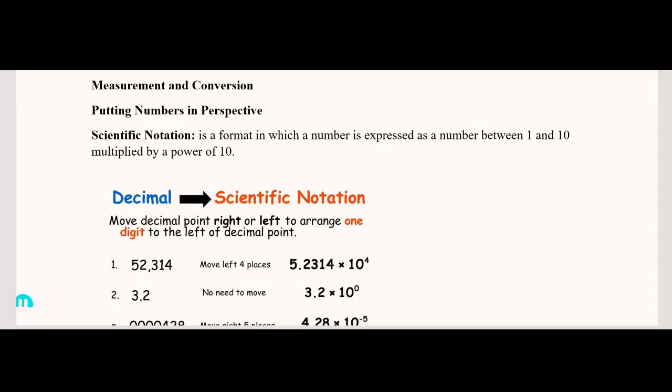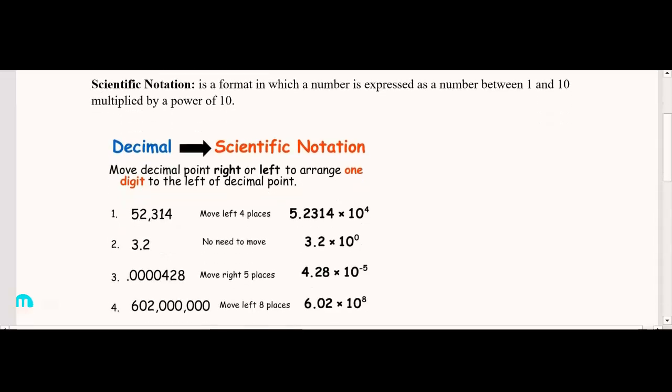Scientific notation is a format in which a number is expressed as a number between 1 and 10 multiplied by a power of 10. Basically, this is how I like to put it. It's a great way to take really, really large numbers or very, very small numbers and write them into what we call scientific notation to make it just for simplification. Let me just show you the chart that we have here.